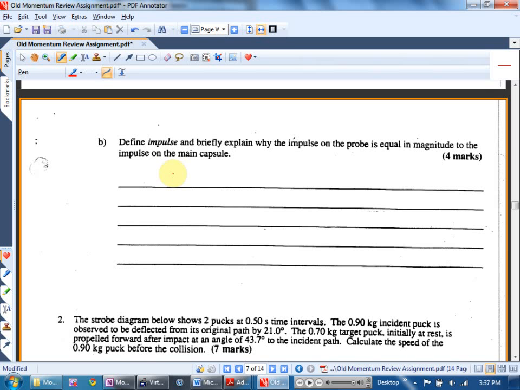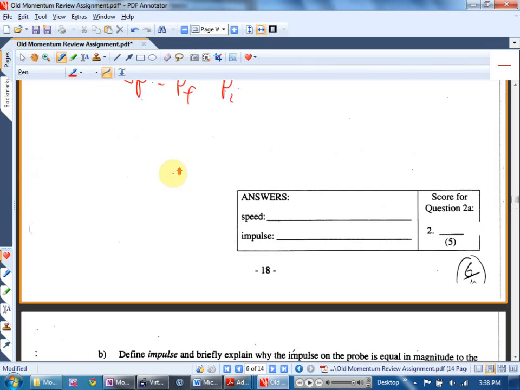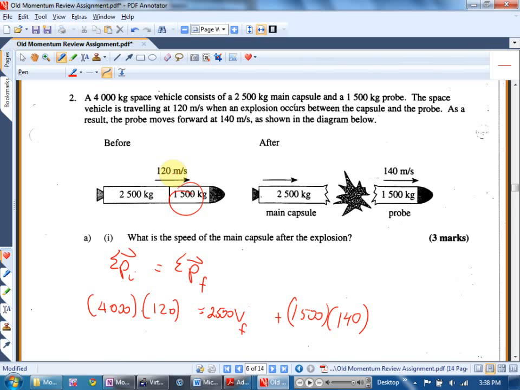Change in momentum. And I'd probably put in brackets, what's changed in anything? I'd probably put in brackets momentum final minus momentum initial. And then it says explain why the impulse on the probe is equal in magnitude to the impulse on the main capsule. Momentum is conserved. Whatever momentum this guy gained, this guy lost. That's why they said equal in magnitude but opposite in direction. So, probably answer it that way.